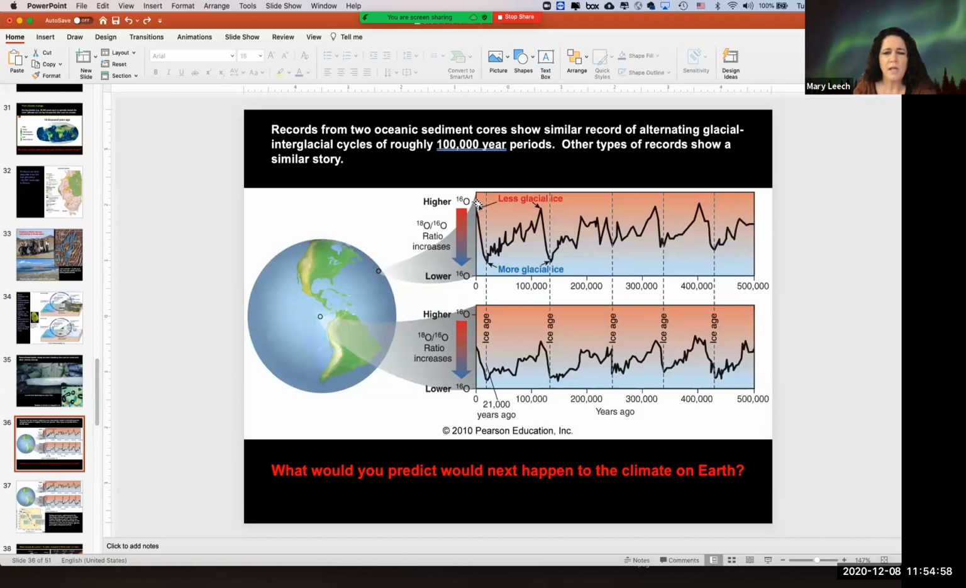So check out the curve. Think about that question. The O16 is high when we have less glacial ice and low when we have more glacial ice. So when we have low oxygen 16, this is a glacial period. That's an ice age. Less glacial ice, this would be the peak of the interglacial period, so the highest temperature parts of the interglacial.